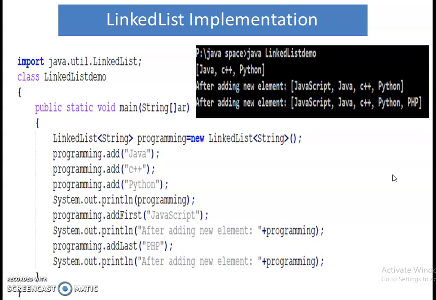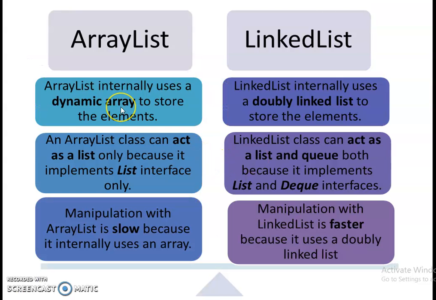So far we have seen ArrayList and LinkedList. Now let's discuss the difference between the two. When we talk about ArrayList, as we have seen, it internally uses a dynamic array to store the elements, and when we talk about LinkedList, it internally uses a doubly linked list, right? And a doubly linked list stores 3 values for each node, whereas ArrayList stores a single value, right?